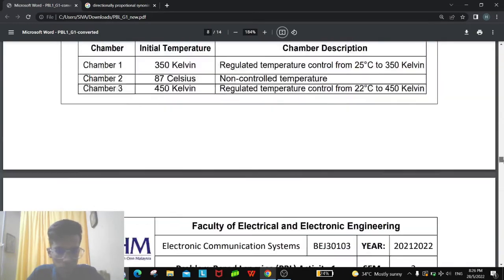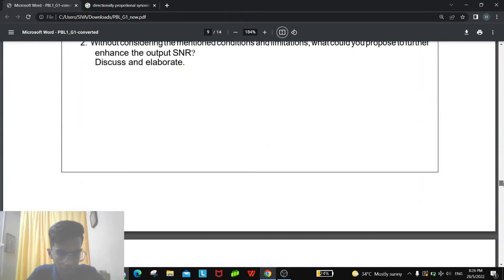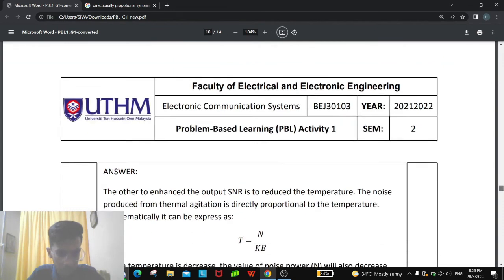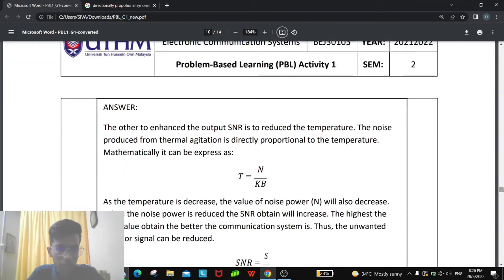Okay, let's see question 2 first. This question 2 asks: without considering the mentioned conditions and limitations, what could you propose to further enhance the output SNR, which means to improve the output SNR? The answer is, as per our observation, another method to enhance the output SNR is by reducing the temperature. The noise produced from thermal agitation is directly proportional to the temperature.